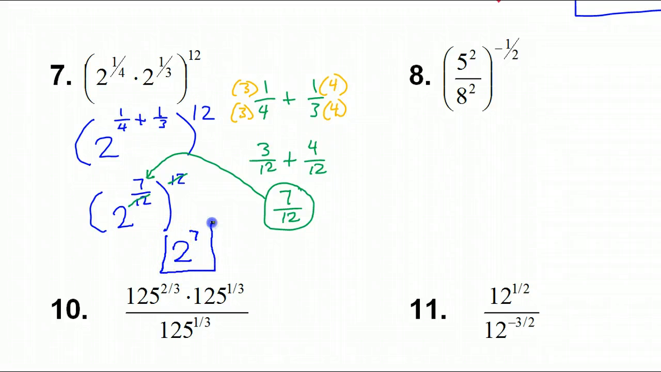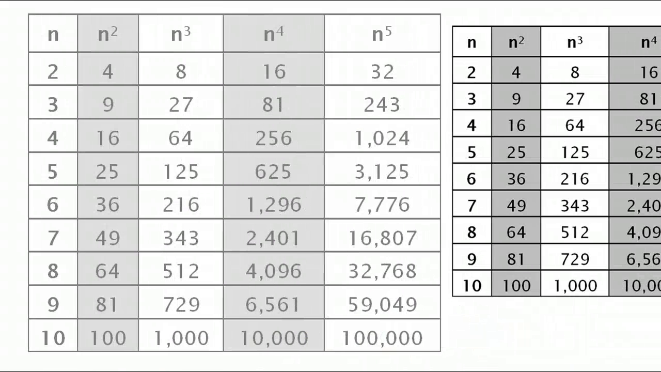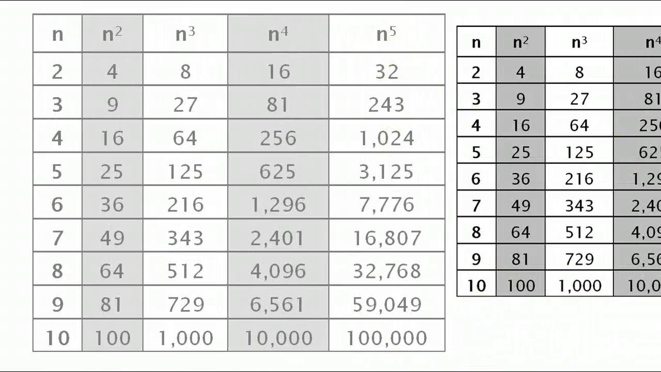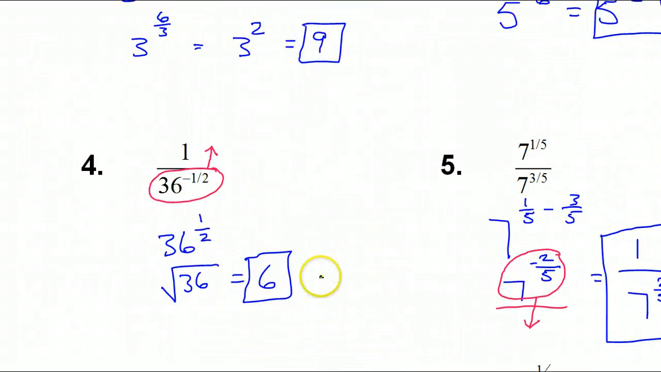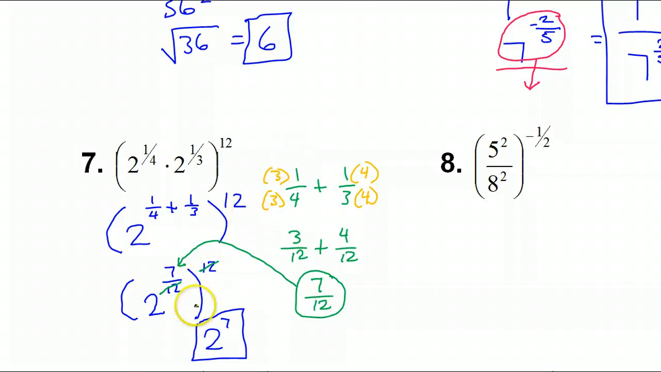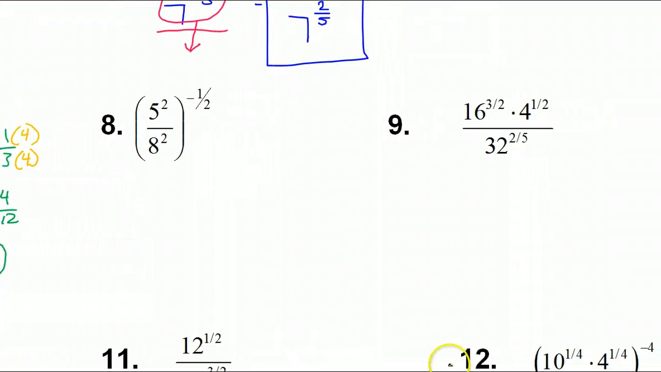Okay, and you can leave it like that. I mean, the 7th power is not even on our chart. So normally we would do it out, but our chart only goes to the 5th power. So I would accept 2 to the 7th power as an answer. Okay? Number 8.